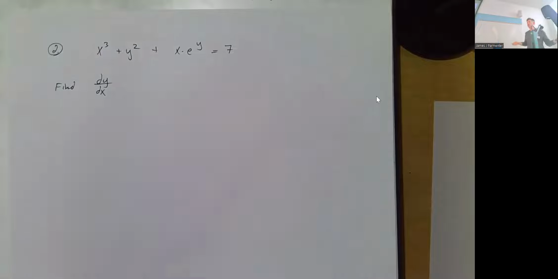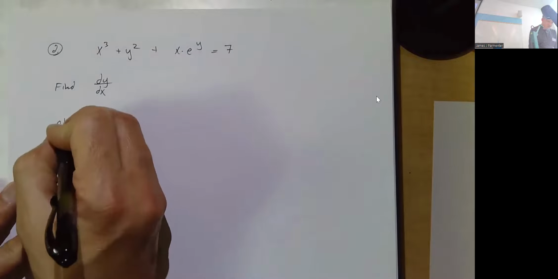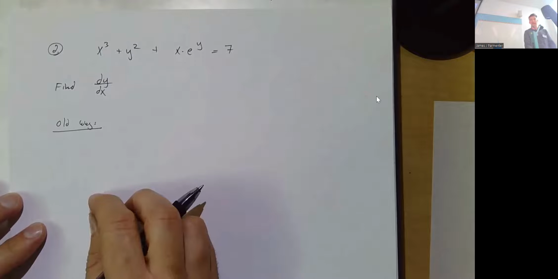And when someone says find dy dx, the implication is that y is a function of x. Right? They're asking you to find the derivative of y with respect to x, meaning how y is changing as x is changing. That means we are assuming that y depends on x. So when we differentiate this, we're going to make the assumption that y is some function of x. So here's the old way of doing it. Take the derivative of everything with respect to x.